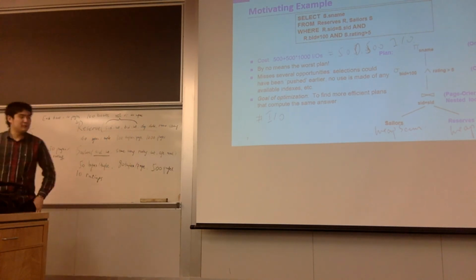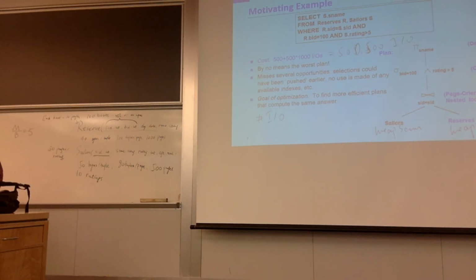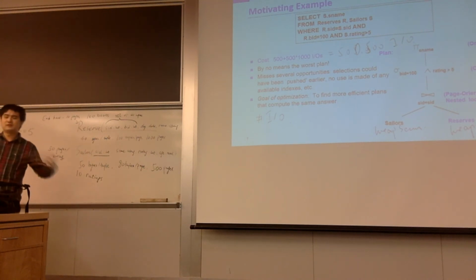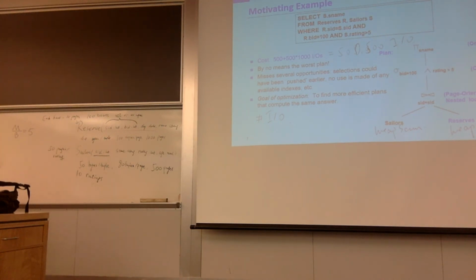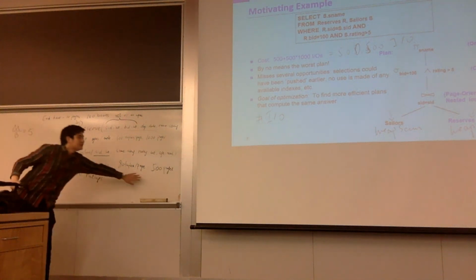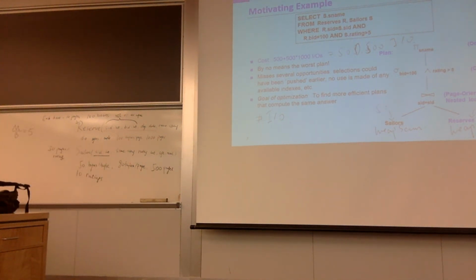Why is that? Suppose the relation on the left is the outer relation. That's the relation you iterate through, and the other one you scan once and once again. For each page on the left, you scan the whole file on the right. How many pages do we have on the left for sailors? That's 500. You pay that 500 times, and each time you scan the whole file once. So that's 500 times 1,000. That gives us the number of IOs.